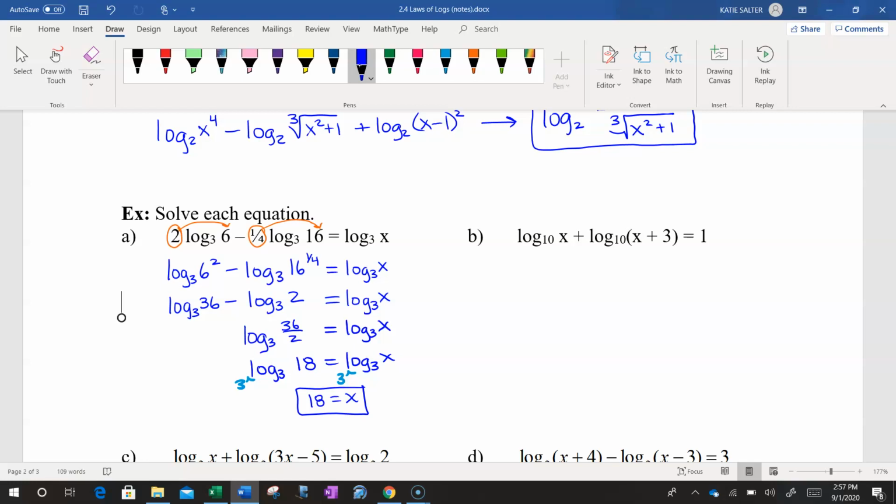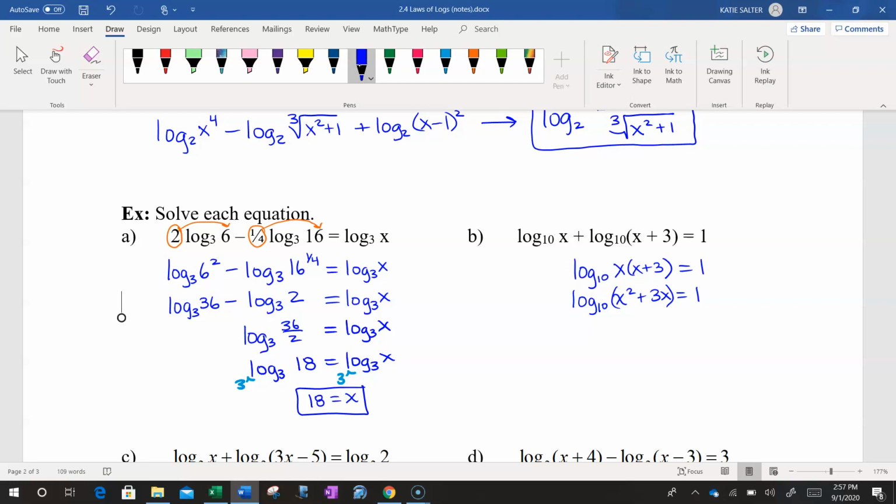So in this case, we're going to check, do we have any coefficients? We don't. So we're going to add these two logs, which is going to give us log base 10 of x times x plus 3 equals 1. Okay, so there's two ways that you can work this out from here. Now I'm going to go ahead and clean it up real quick. That's log base 10 of x squared plus 3x before I start to work it out.